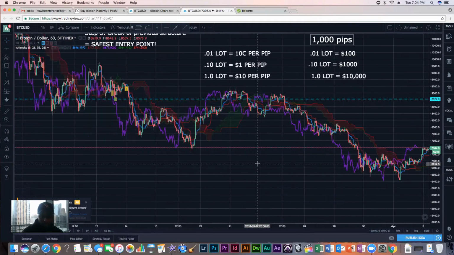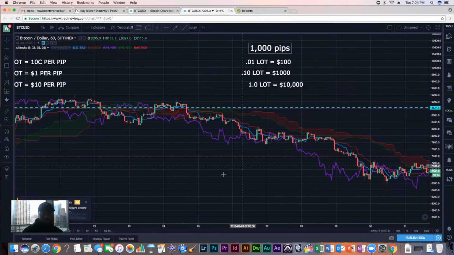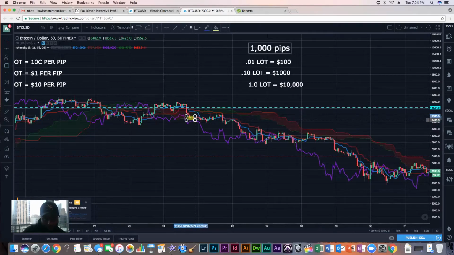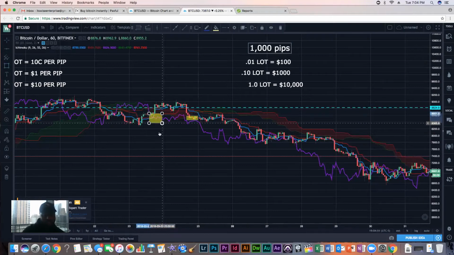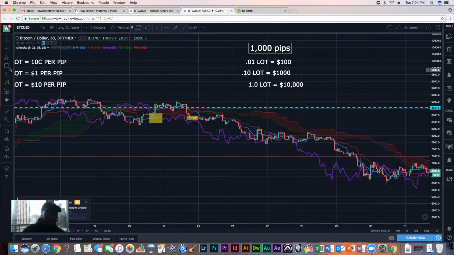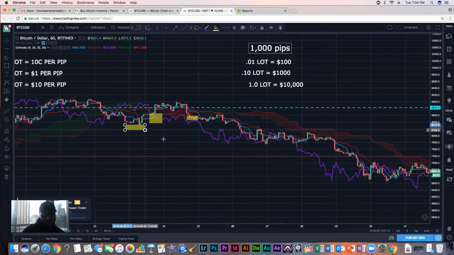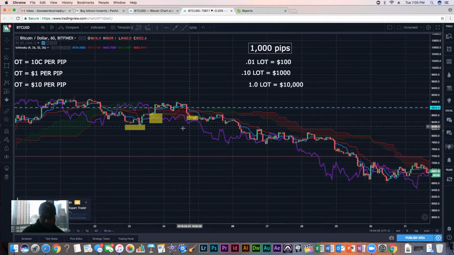All right, last one right here. I don't like doing long videos, so it's gonna be real quick. Step one is what? Price breaking out of the cloud. We got it there. Step two is what? Lagging span breaking out of the cloud, which we get right here. Step three is break a structure. So we look for a previous structure, which is right here. That means you can grab your entry point.